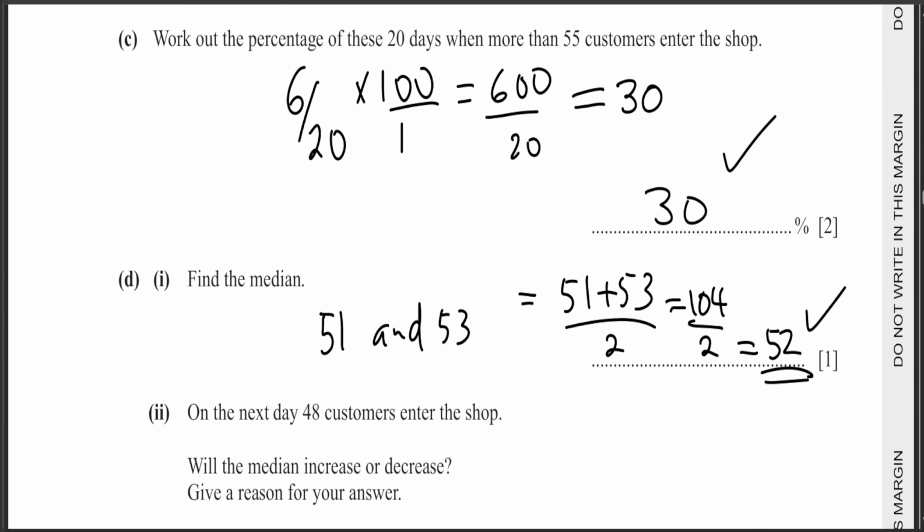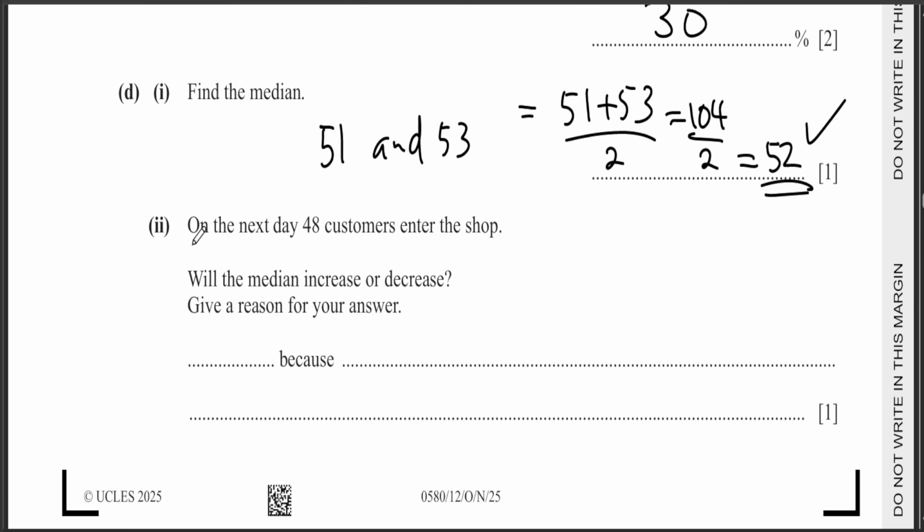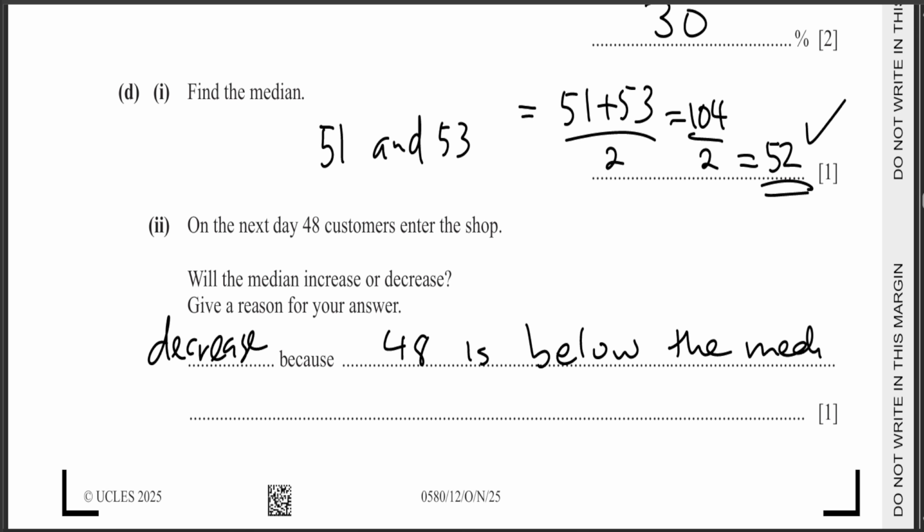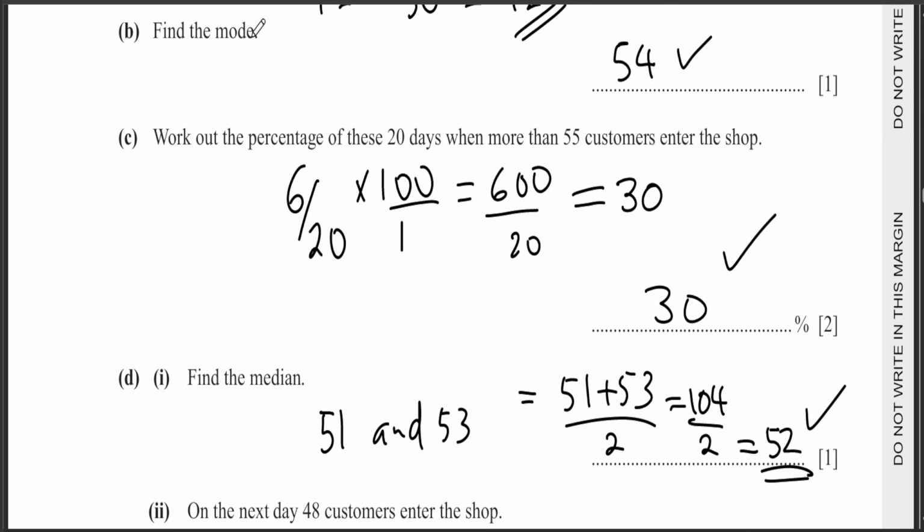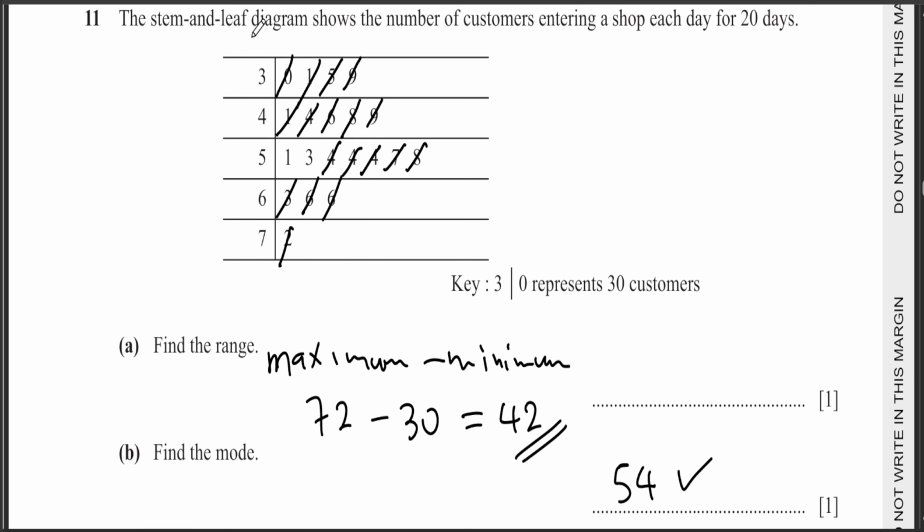Okay, now let's continue. On the next day, 48 customers enter the shop. Will the median increase or decrease? It decreases, because 48 is below the median. Very simple. It's below the median, so it decreases. It doesn't increase.